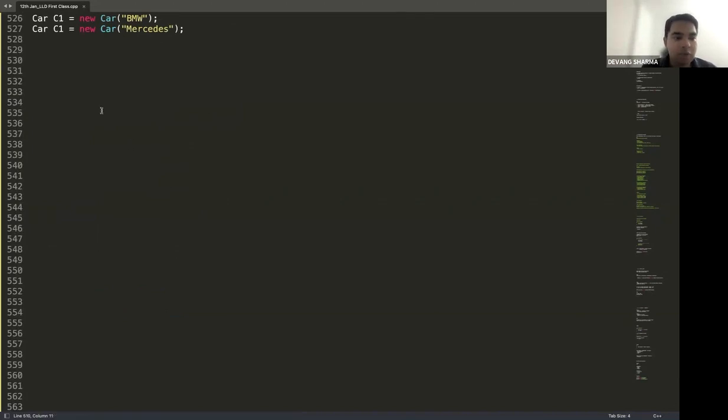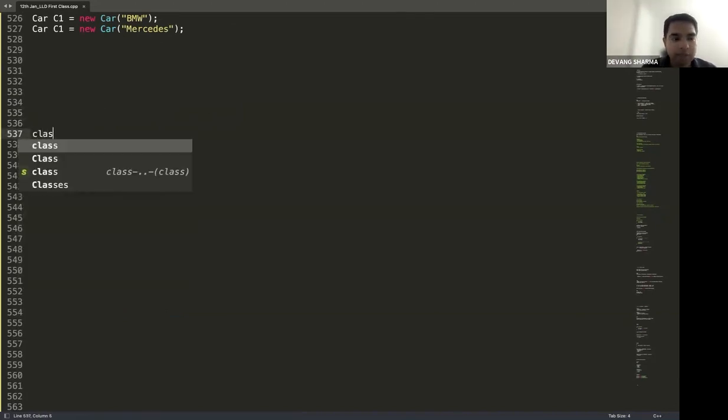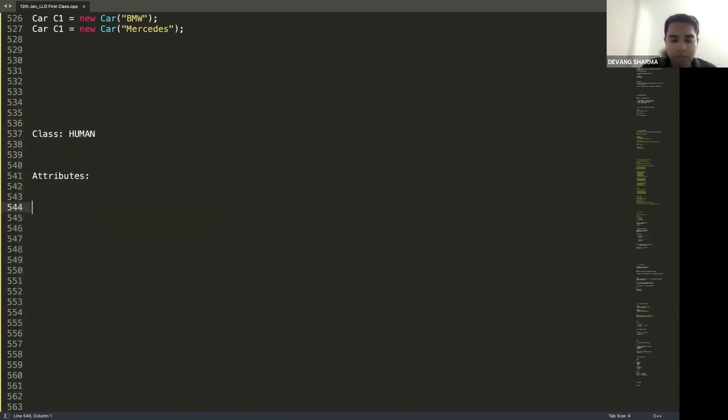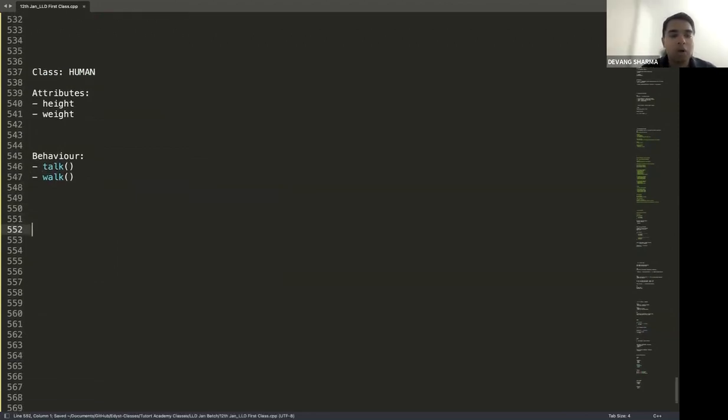Let's take one more example before I go to next. Let's take the example of class human. In that class human, I would have attributes and I would have behavior. Attributes in a human can be height, let's say, weight, or anything else that you want to insert. Behavior can be: human can talk, human can walk, eat, whatever that is. All of these are behaviors here. Everybody crystal clear with this?